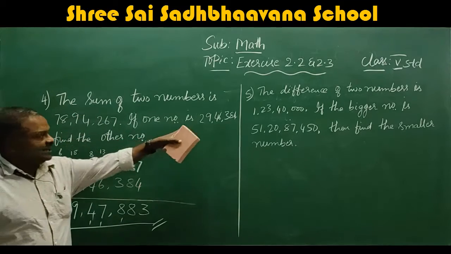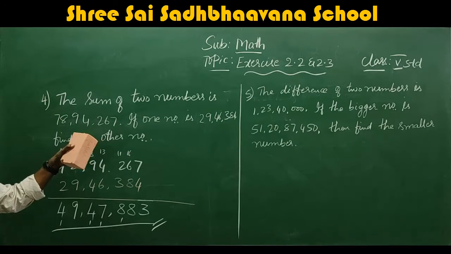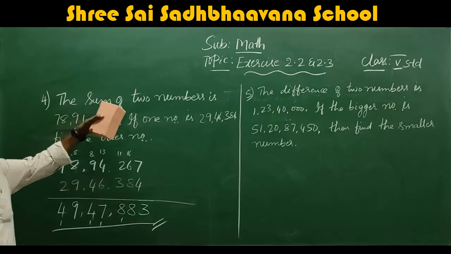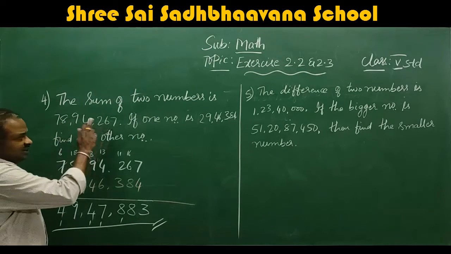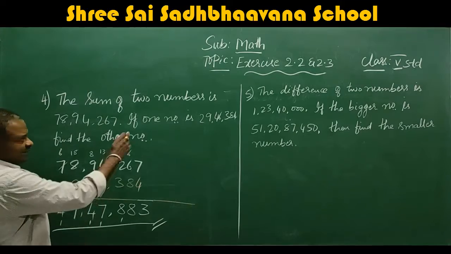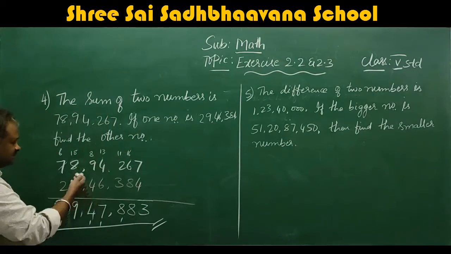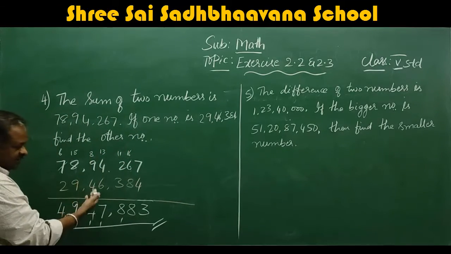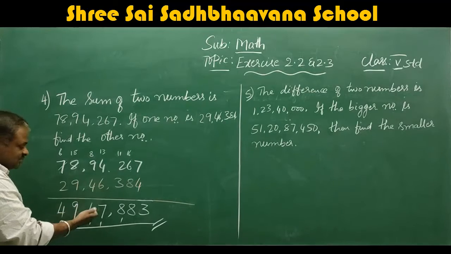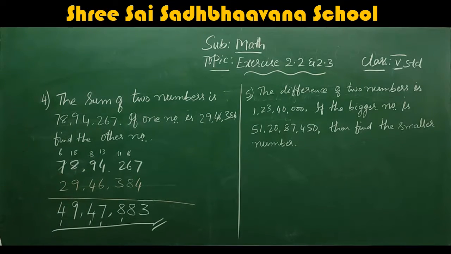Subtract the smaller number from the bigger number to get the other number. They have given: the sum of two numbers is 78,94,267. If one number is 29,46,384, find the other number. That means you have to subtract this smaller number from the bigger number. Then you will get the second number, which is to be added to this number to get this answer. Okay, next we will move to the fifth one.